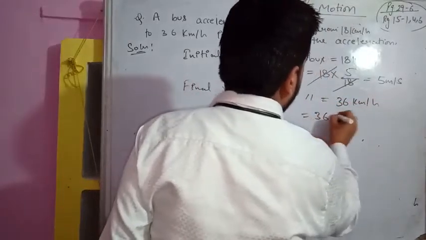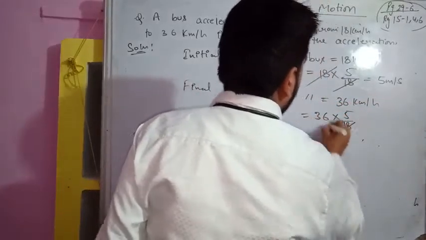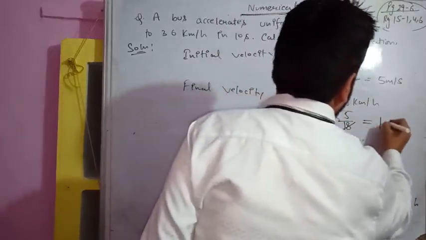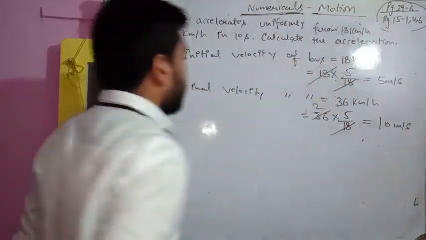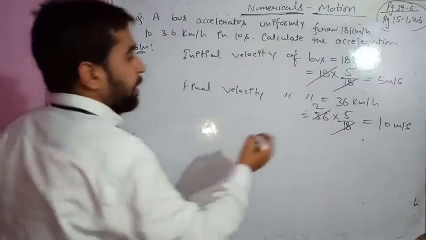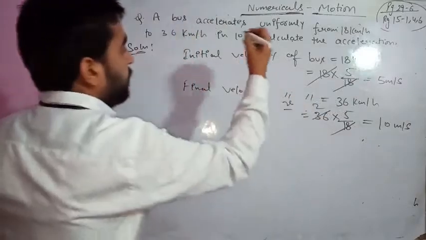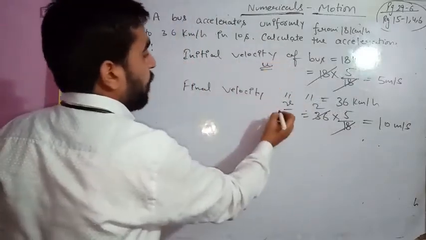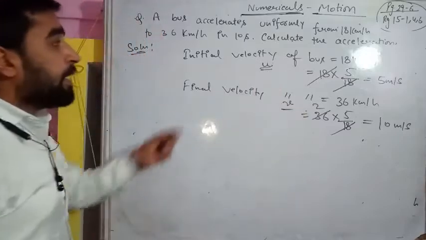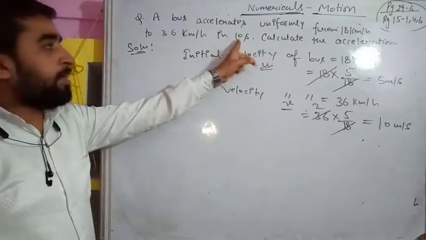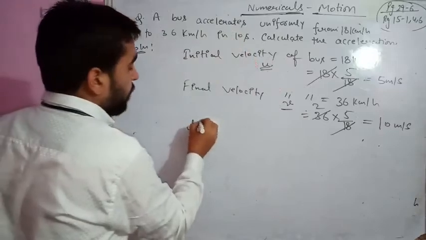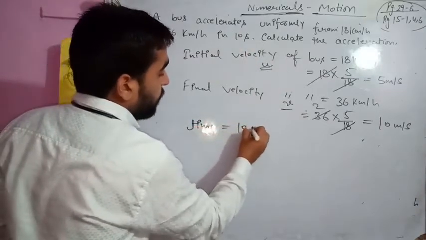So 36 into 5 upon 18. 18 into 36 is 2, and 2 fives are 10. 10 meter per second is the final velocity and this is denoted by V. Initial is denoted by U, final is denoted by V. And what is the time taken for that? That is 10 seconds. Time is already given in the convenient unit, 10 seconds.